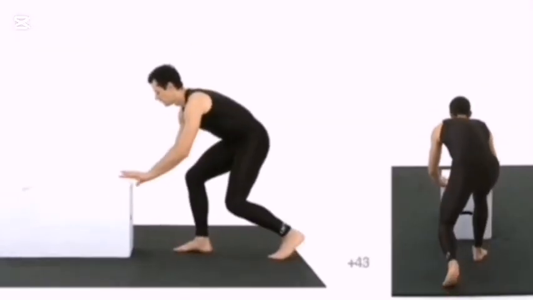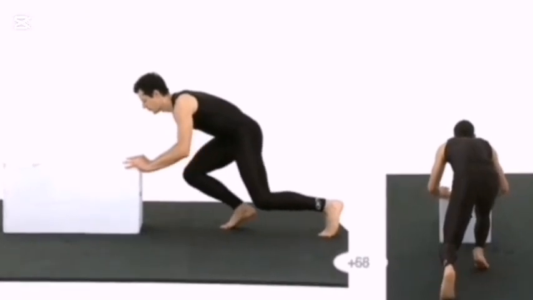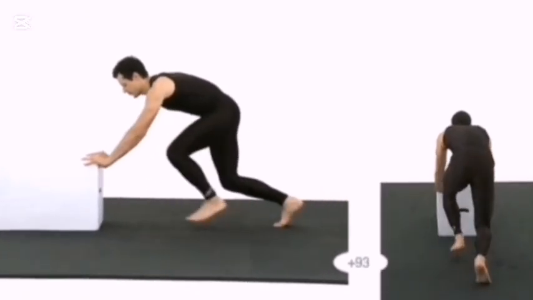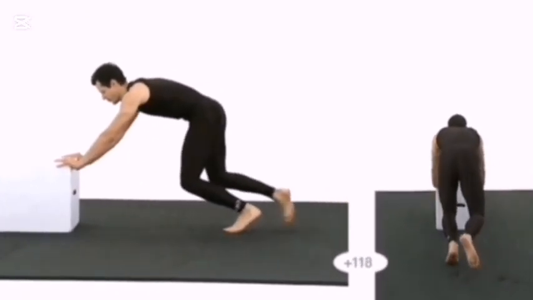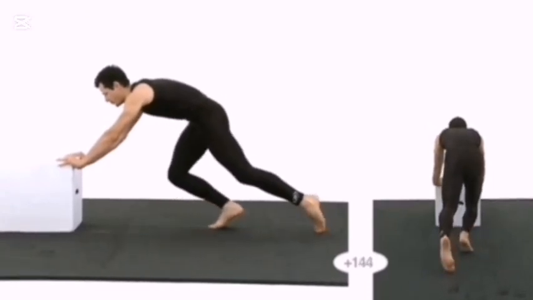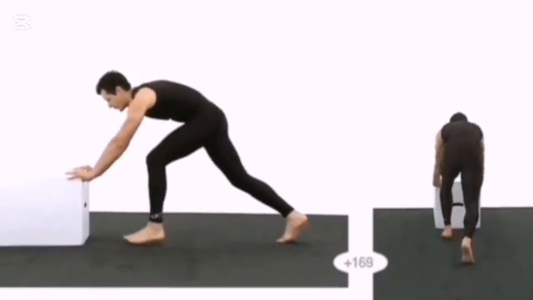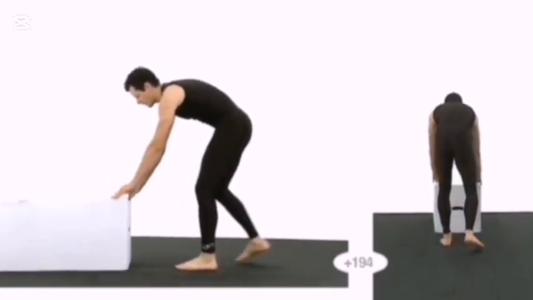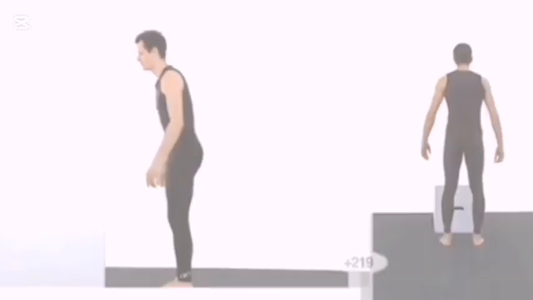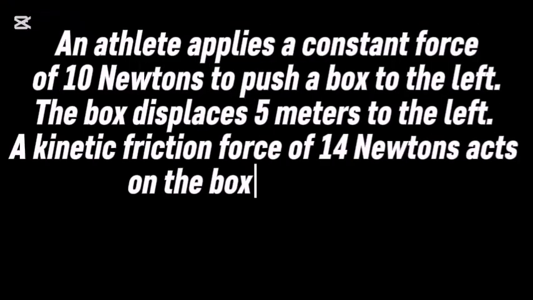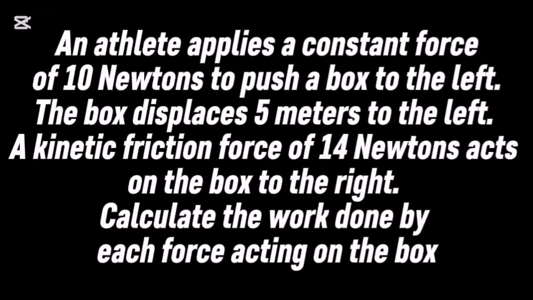So, let's look at a quick example. An athlete applies a constant force of 10 newtons to push a box to the left. The box displaces 5 meters to the left. A kinetic friction force of 40 newtons acts on the box to the right. Calculate the work done by each force acting on the box.